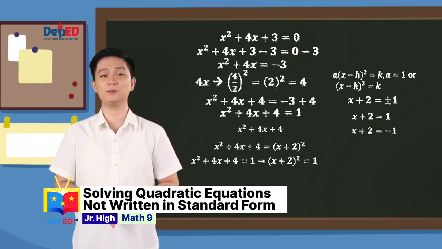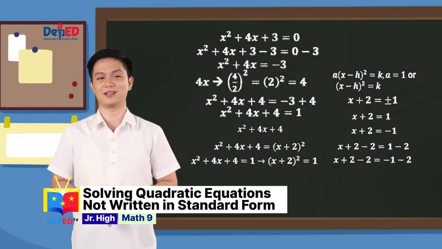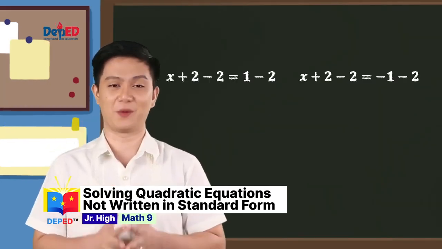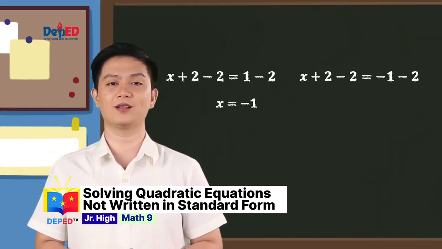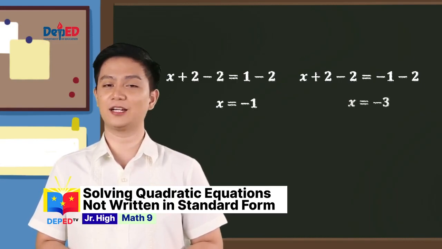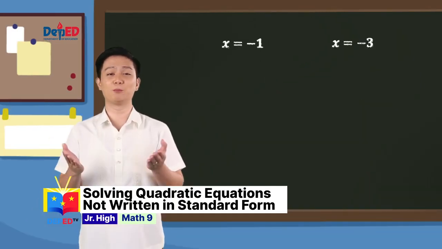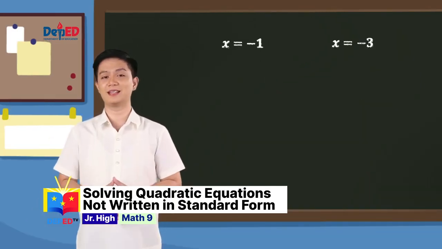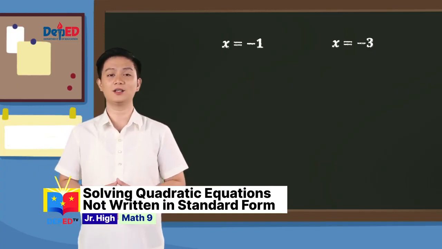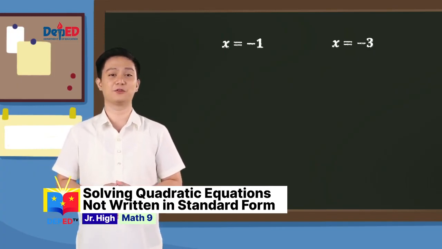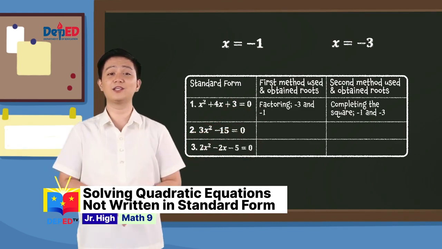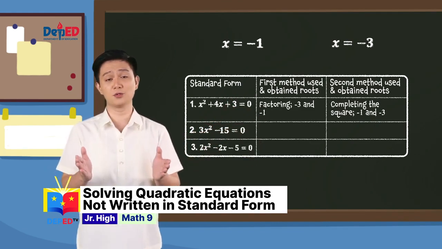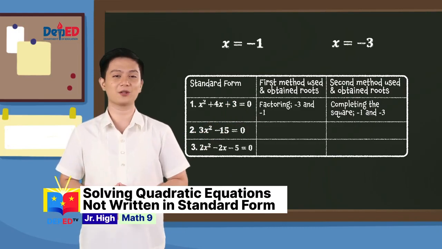We isolate the variable x in each equation by decreasing both sides by 2. In the first equation, the value of x is negative 1. In the second one, the value of x is negative 3. Hence, by completing the square, we have determined that the roots of the equation are negative 1 and negative 3. Let's record these results in the table. And you see, the methods used are different, but the results are the same.